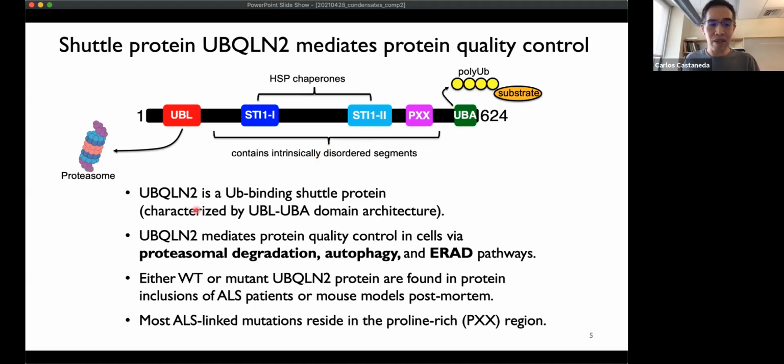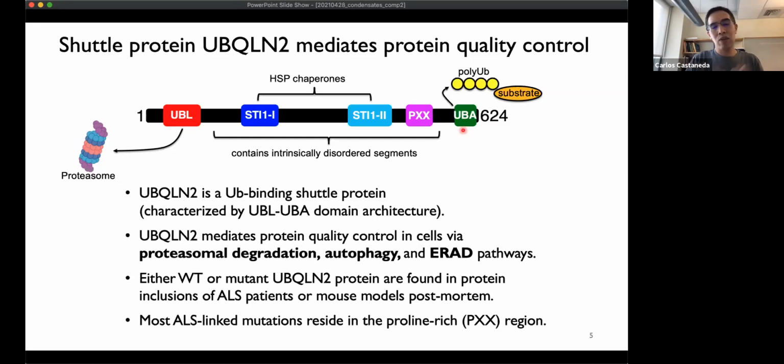The other reason why we got interested in this protein is that it seems to be involved in multiple protein quality control pathways. So the proteasome degradation pathway, as I mentioned, autophagy, which is another ubiquitin-mediated degradation pathway, as well as ER, so endoplasmic reticulum, degradation pathways too. And as I mentioned, this protein can be mutated in ALS. Turns out that most of the ALS-linked mutations are harbored in this proline-rich region shown here, which rests pretty close to the ubiquitin binding domain.